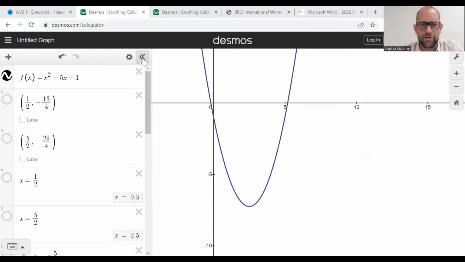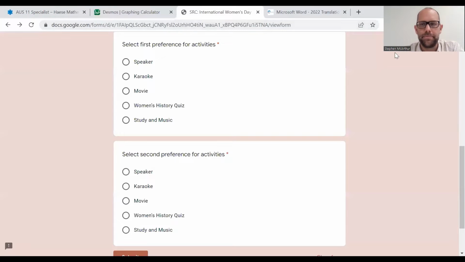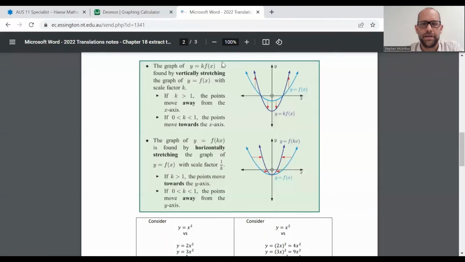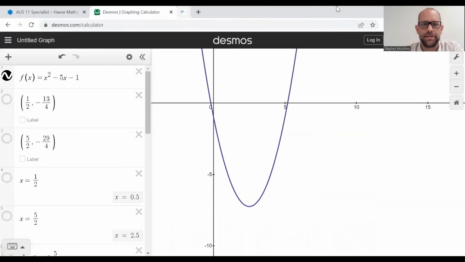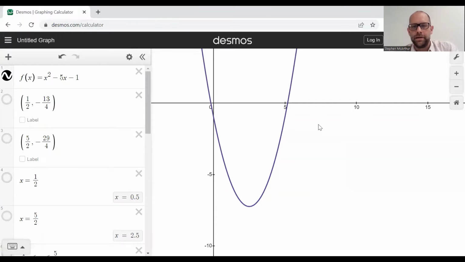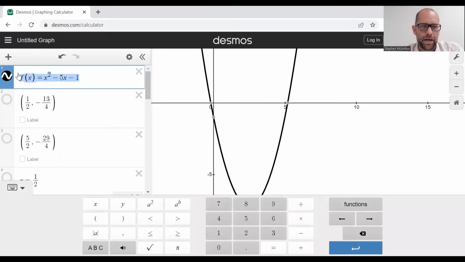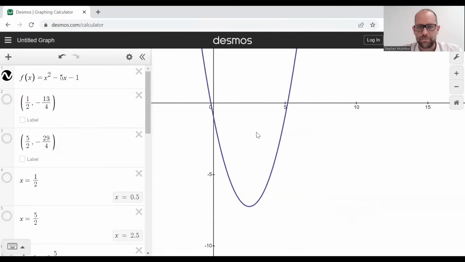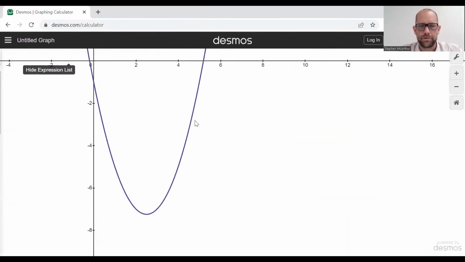So you can see here I've got my, I don't need any of this. I'm just going to get rid of some of this so it doesn't distract me. Don't need that survey, don't need this. All right, here we go. Sorry about that. Okay. I've got a quadratic. You can see that it is this quadratic here. It's f of x is equal to x squared minus 5x minus 1. So it's graphed on Desmos for me. This is what it looks like just here.